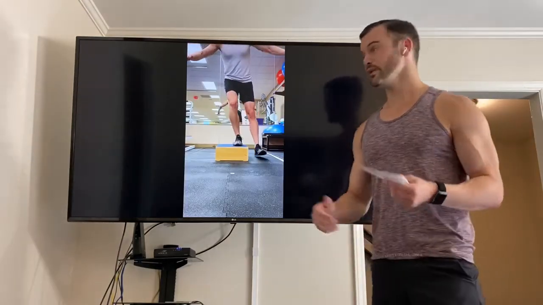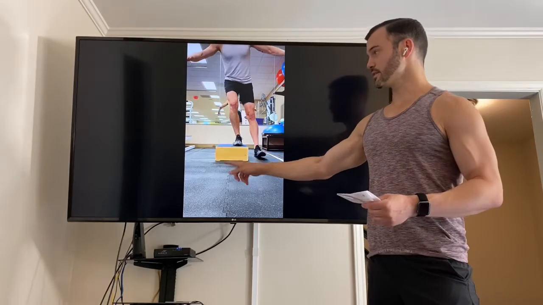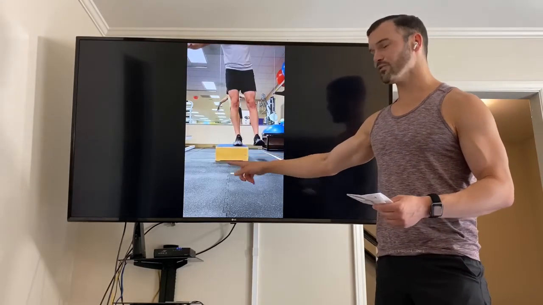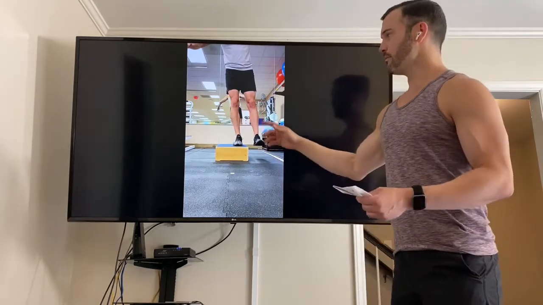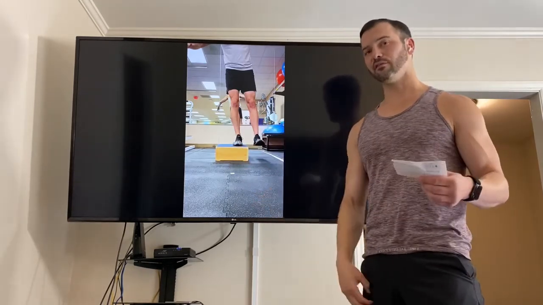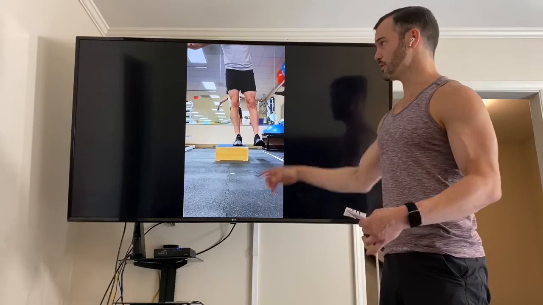Okay, so this next one is a step down test. This is 6 inches in length, and that's about the amount of degrees that your knee should go through the excursion while running. But basically what we're doing is we're looking at left side versus right side for any asymmetries.